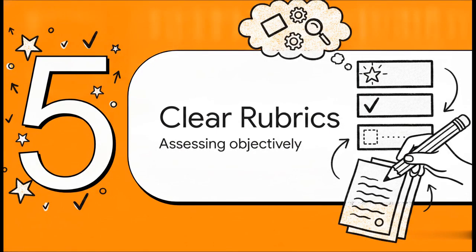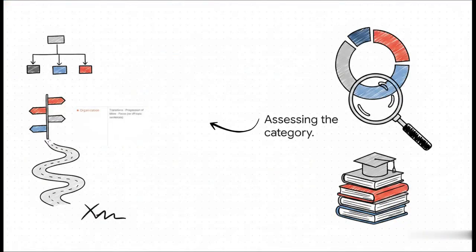Finally, Section 5. Assessing with clear rubrics. The rubric we use here is broken down into highly specific elements to completely remove the guesswork for you. Starting with the organization category, this requires you to look really closely at transitions, the overall progression of ideas, and whether there are any of those pesky off-topic sentences disrupting the flow.